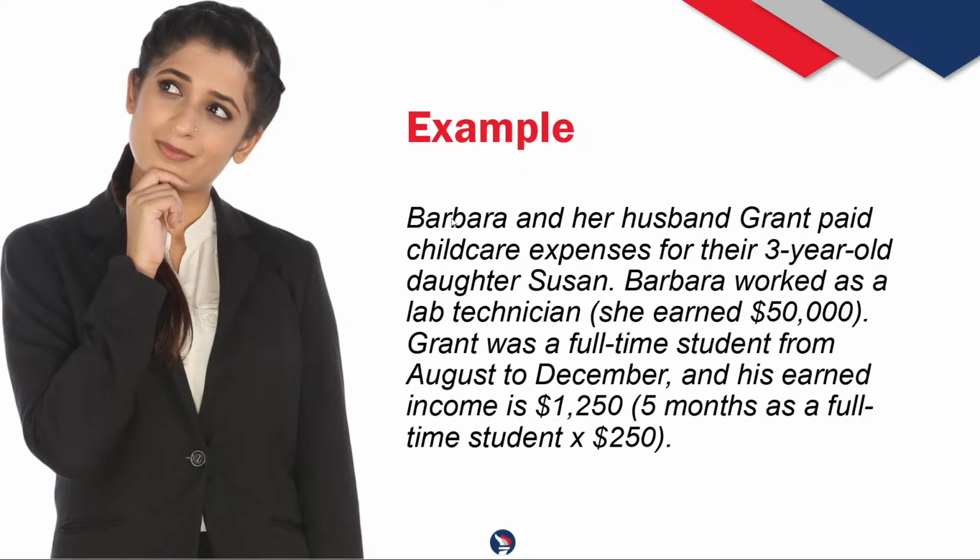So our example that we're going to be running through here: Barbara and her husband Grant paid child care expenses for their 3-year-old daughter Susan. Barbara worked as a lab tech. She earned $50,000. Grant was a full-time student from August to December, so his earned income is going to be $1,250. That's 5 months at $250 of fake income for the purposes of this credit.